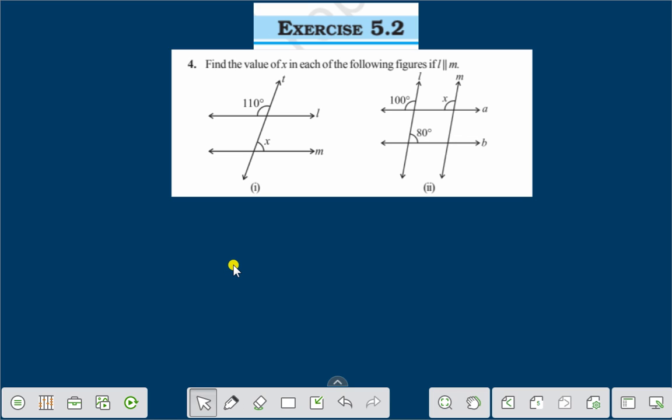Hello everyone. Today I shall discuss exercise 5.2 question number 4. Find the value of x in each of the following figures if L is parallel to M.